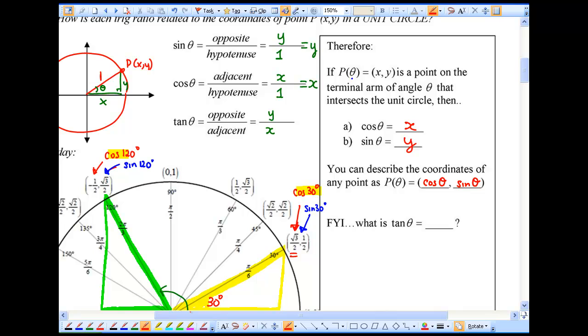For your information, FYI, what's tangent again? Tangent was defined as y over x in our knowledge over there. But we now know that y is the same thing as sine theta, and x is the same thing as cosine theta. So we come up with a nice property here where tangent theta is actually just equal to sine theta over cosine theta. Okay? This is just a brief introduction. We'll see more of that later on in chapter, I believe, 6.